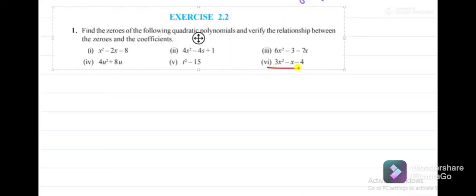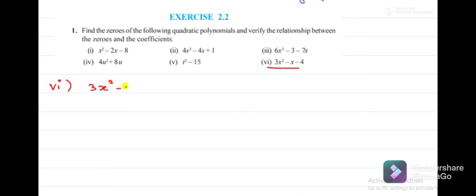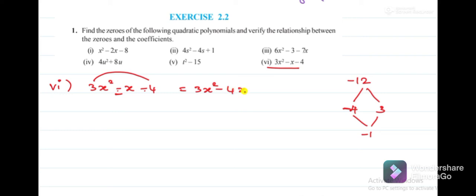And the last question of first part, sixth question, 3x squared minus x minus 4. So find the product of minus 4 and 3. It's minus 12. Product should be minus 12 and sum is minus 1. So it is 4 3s are, and 4 takes the negative value. Minus x can be split as minus 4x and plus 3x. So 3x squared minus 4x plus 3x minus 4.